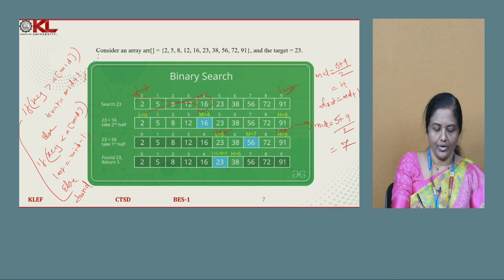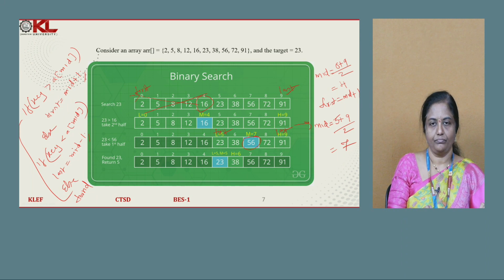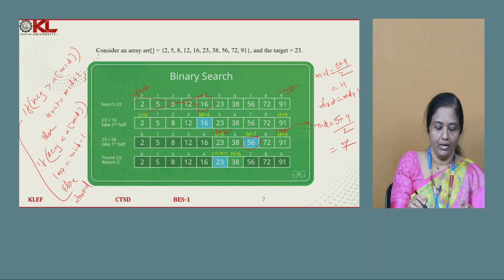Now this is your mid, guys. Now you compare your 23 with mid. Is 23 greater than 56? No. Is 23 less than 56? Yes. Then ignore from mid to last.